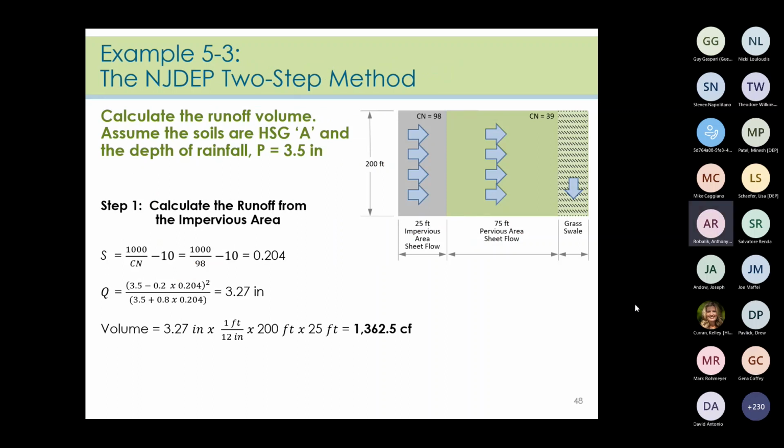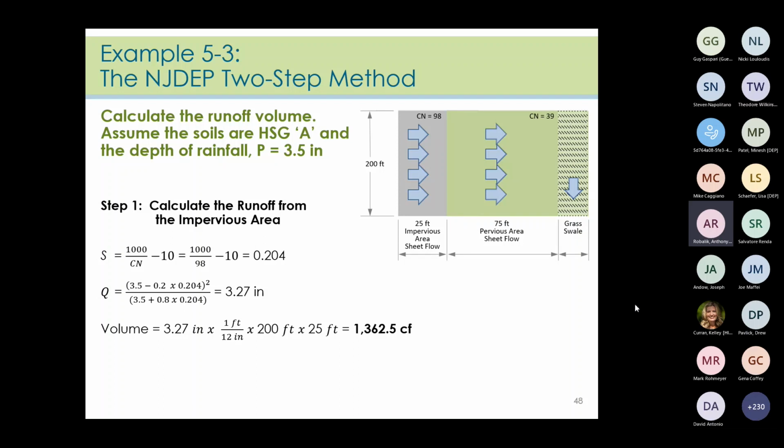So as an example of the 2-step method, we've got sheet flow over the impervious surface of 25 feet, and that doesn't exceed the maximum allowed flow path length. That was one of the criteria that we saw on a previous slide. And we have 75 feet of sheet flow over the down gradient pervious area, which meets the minimum requirement of 25 feet. We use the NRCS runoff equation from earlier to compute the volume generated by the impervious area, which comes out to 1362.5 cubic feet.